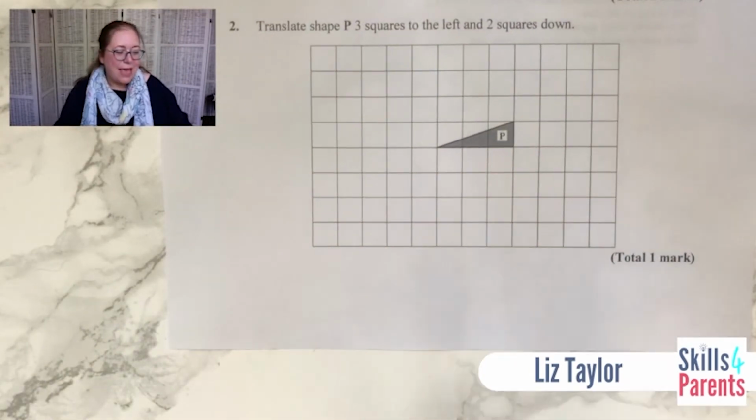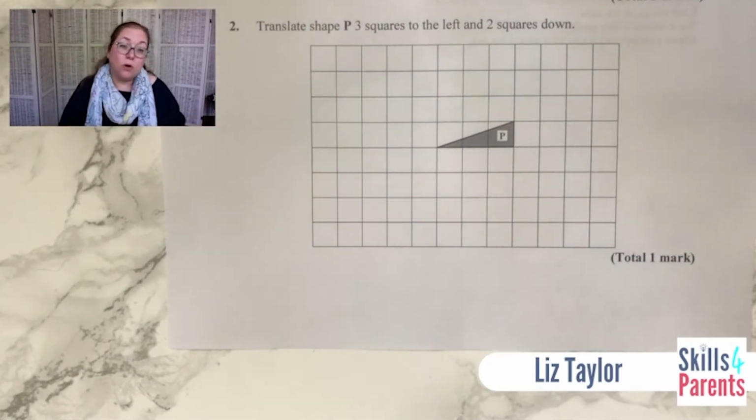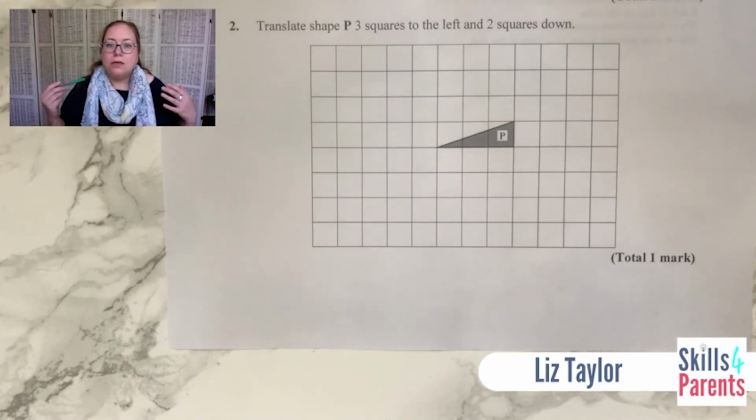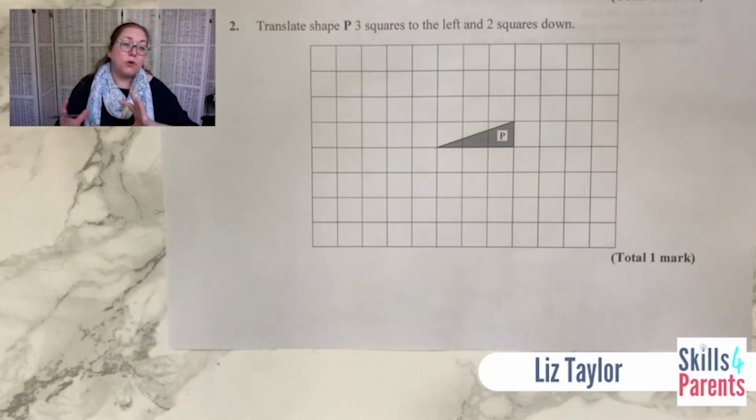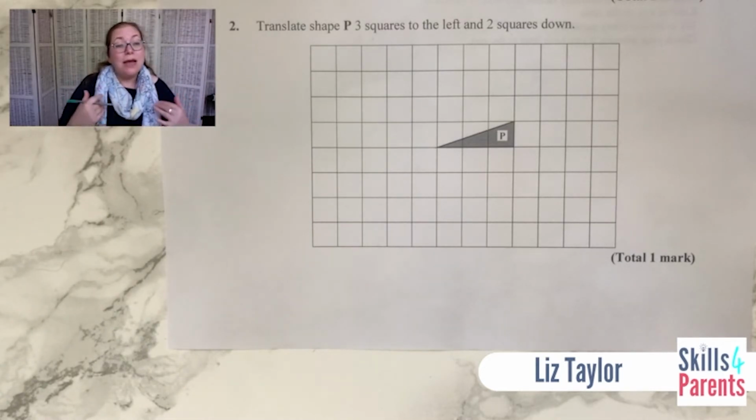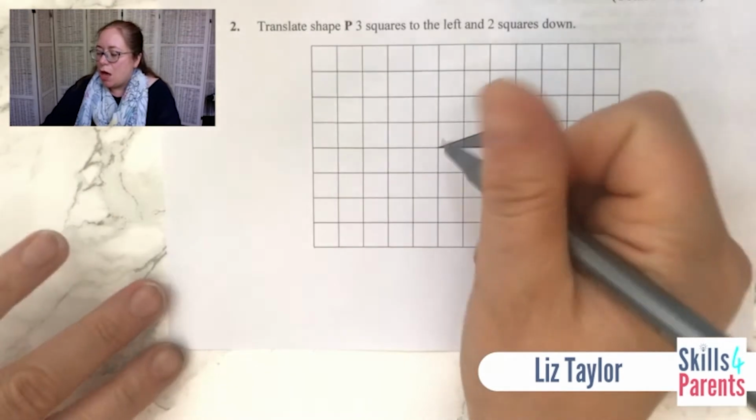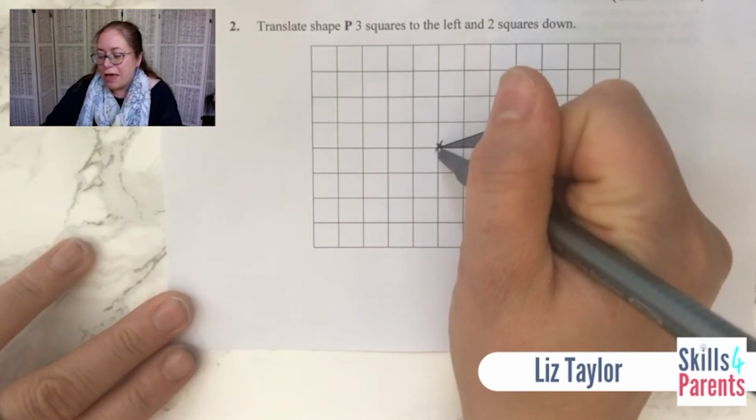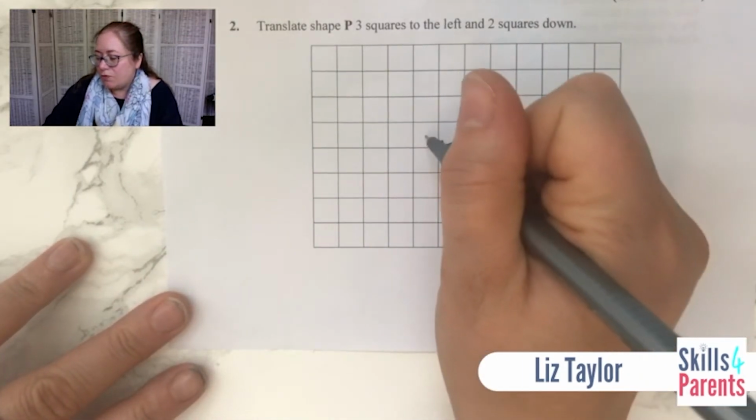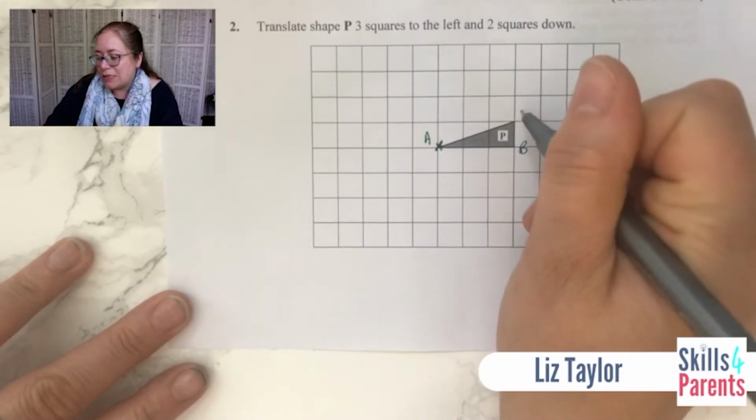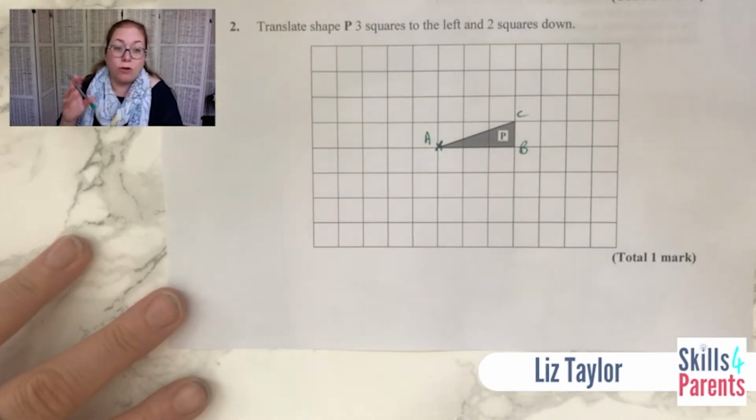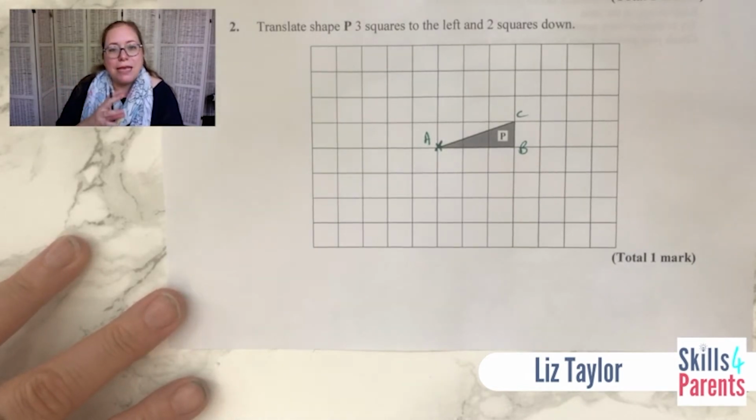So here is a translation question, and it's asking us to translate shape P 3 squares to the left and 2 squares down. So that basically means move it 3 squares to the left and 2 squares down. To get this correct without making a mistake, I always recommend going for a vertex, a corner. And I will often label them A, B and C, because then when we come on to other transformations, it does make it easier to work out which corner you're doing.